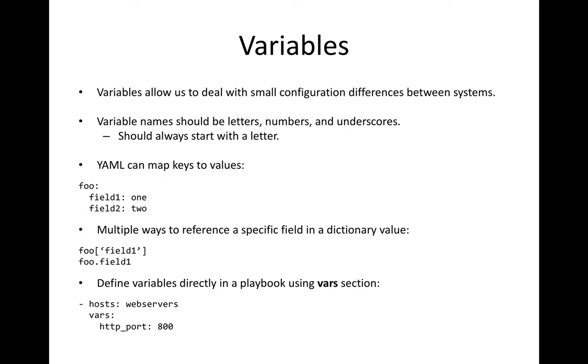You can define variables directly inside of a playbook, and you do so in the vars section. Within your play, you've defined the hosts, and you can have a vars section, which can contain a set of key value pairs. So here's a variable called HTTP underscore port, and this variable has a value of 800.